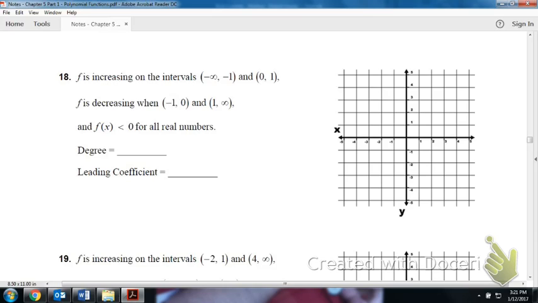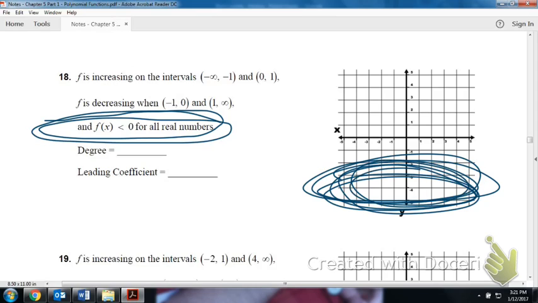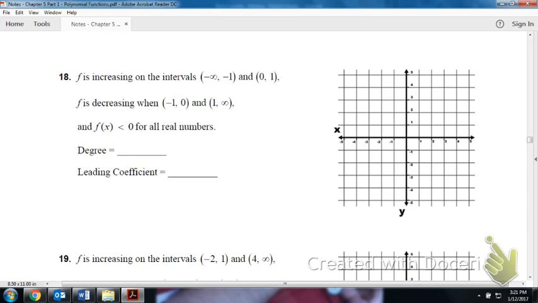Number 18, same idea. This one's a little bit different because it says f of x is less than 0 for all real numbers. So at all times, we are going to be in the negative column. So this one's a little bit different. We don't have any roots for this. We don't have any x-intercepts. So we just got to go by the increasing and decreasing.